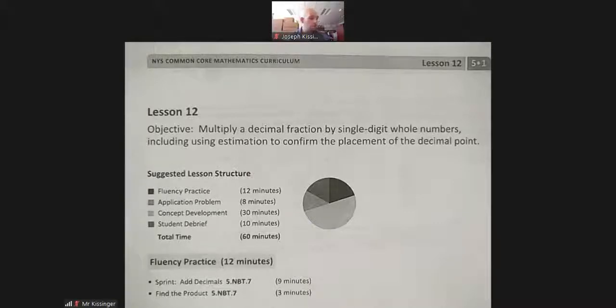Today we are going to be multiplying decimal fractions by single-digit whole numbers, including using estimation to confirm the placement of the decimal point. So we're going to use our estimation skills, our rounding skills, to try to double check to make sure that we're right in where we're putting our decimal point after we're done multiplying.